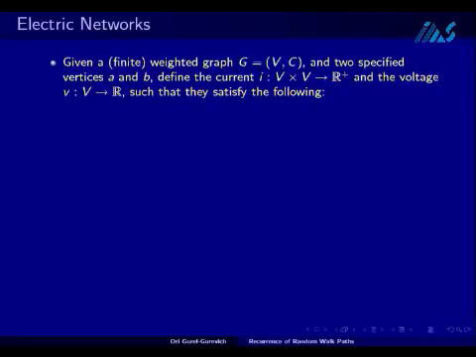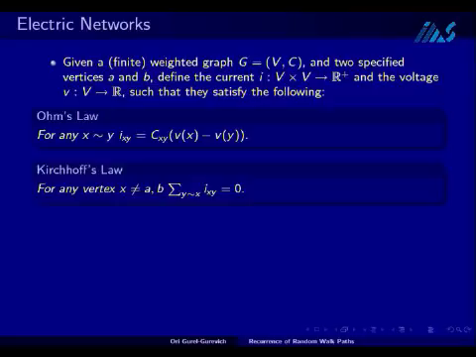Okay, so what is an electric network and what is the connection and everything? So we have a weighted graph, and we define two functions. One we call the voltage and the other the current, and they have to satisfy Ohm's law, meaning that the current is proportional to the voltage difference along the edge, and the proportion constant is exactly the conductance of this edge. And Kirchhoff's law, which says that the current is preserved on every vertex except for A and B.